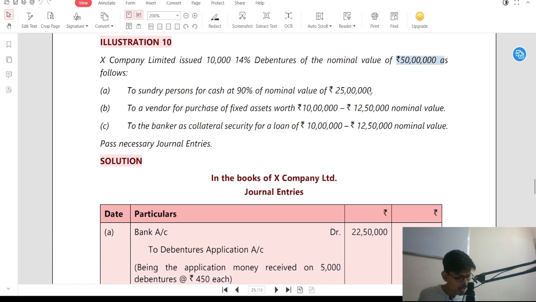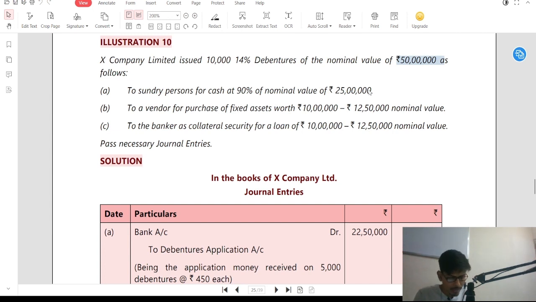So 10,000 into 500, you are going to get 50 lakh. Okay, so the amount of the debenture is 500, correct? Face value is 500, the nominal value is 500. Now how this debenture will be issued, that is what the calculation means. Three things have been given thoroughly.